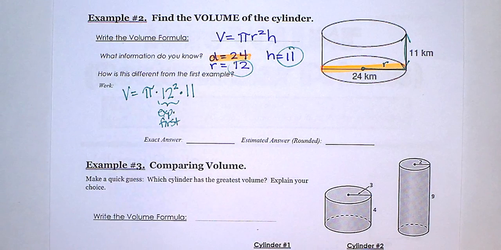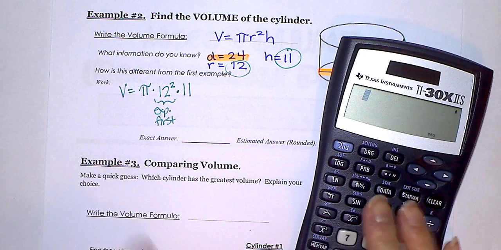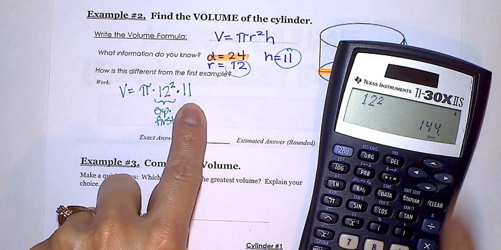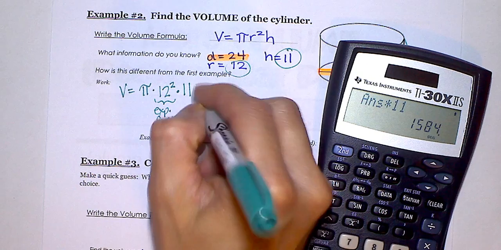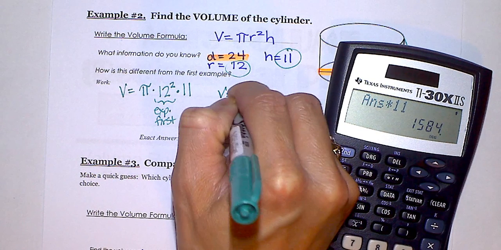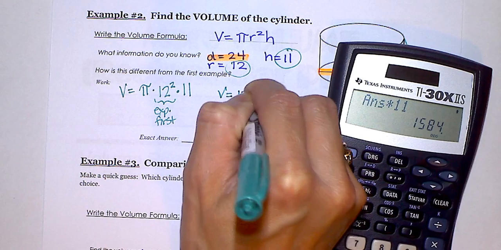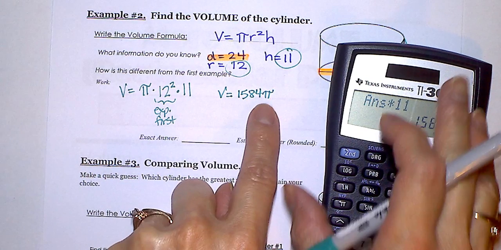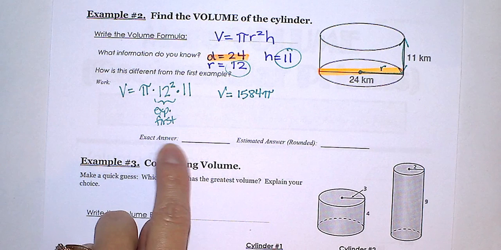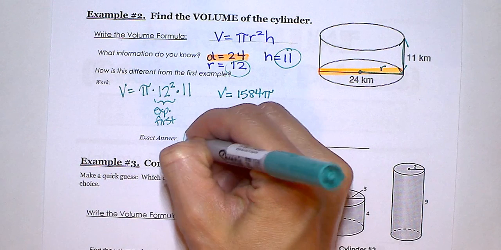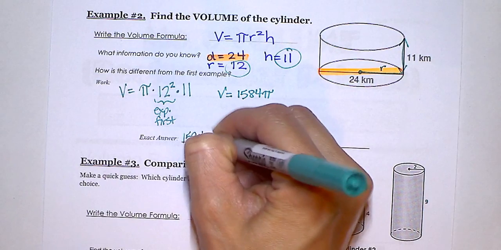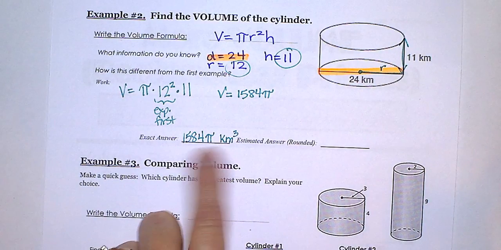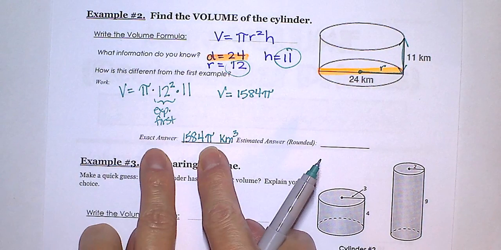And let me pull up my calculator here. So 12 squared is 144, and then I'm going to go ahead and multiply it by 11. So we have V equals 1584 pi. So I plugged everything in. Now, remember, when we leave the pi symbol in, that is our exact answer. So our answer is 1584 pi kilometers cubed, or cubic kilometers. So here's our exact answer, where we leave the symbol of pi in.